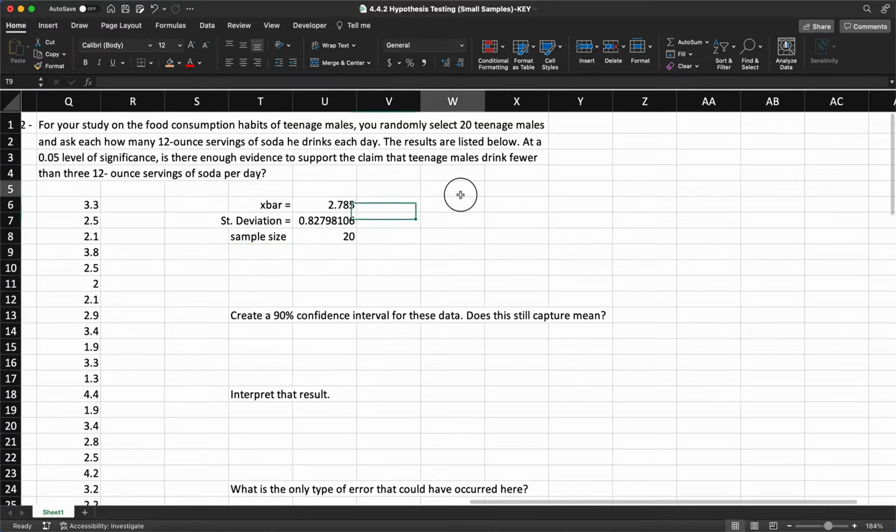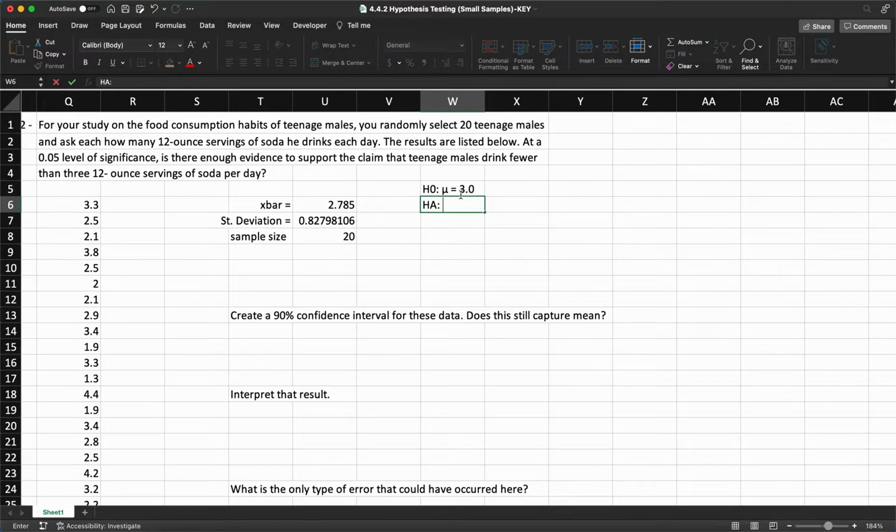We're going to set up our null hypothesis. So our null hypothesis is that mu is equal to 3. Our alternative hypothesis is that mu is less than 3. And that's 3 servings of 12 ounces of soda. That part's a little bit confusing, but we really just care about the servings, the number of servings.